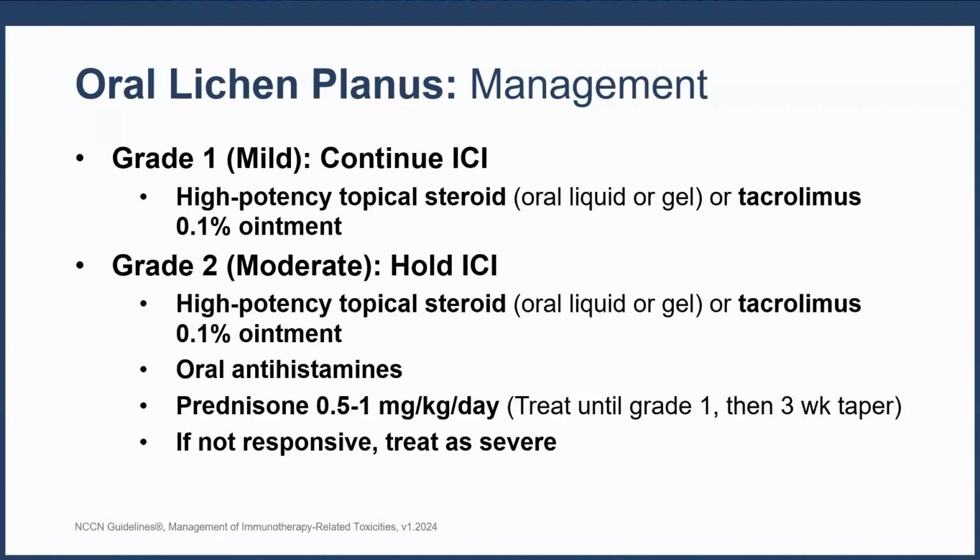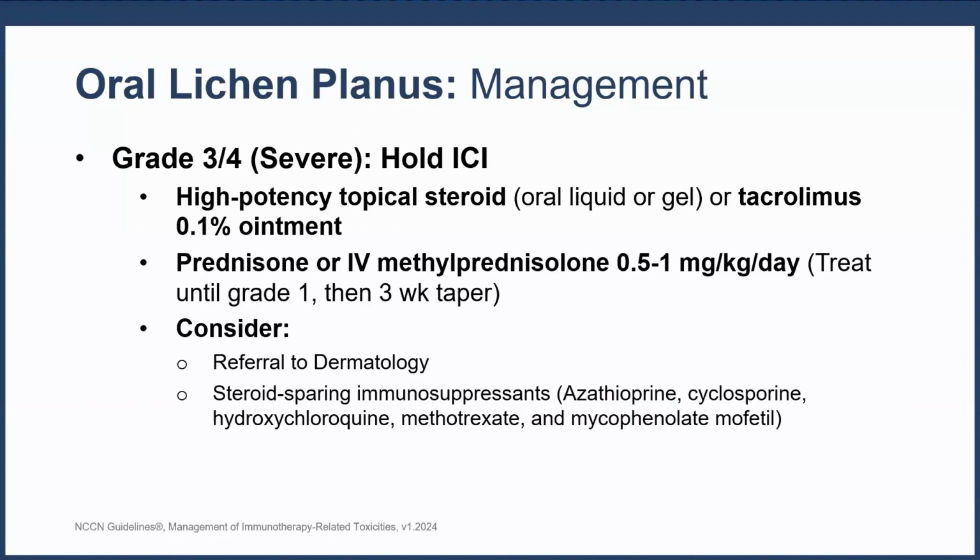And then if we don't get response with high potency topical steroids or systemic steroids for grade 2, we treat as severe. And with severe, we do start looking at a little bit of the lower dose, high range of steroid dosing here with lichen planus, considering a referral to dermatology, who are the best suited to treat lichen planus, and possibly considering other steroid-sparing immunosuppressants if we don't have a response at that point.